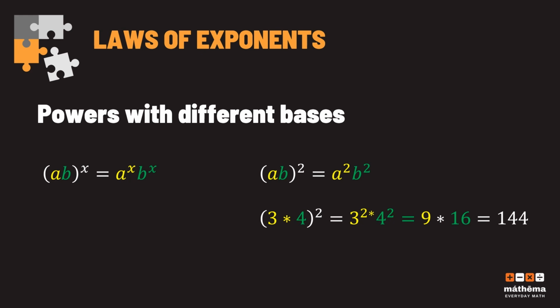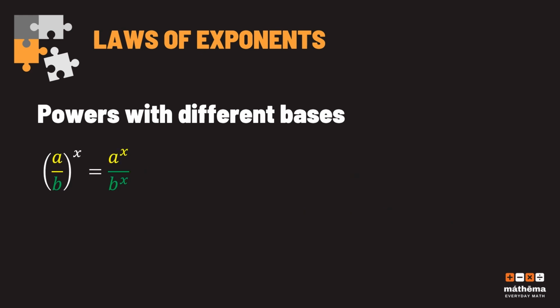Next, still on powers with different bases, but this time we are dealing with a division. So same thing, we are going to distribute the exponents. So we will have a over b raised to x will give us a raised to x over b raised to x. Example, we have a over b squared. This will become a squared over b squared.